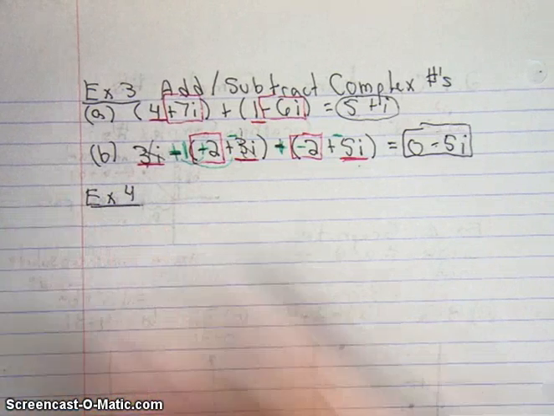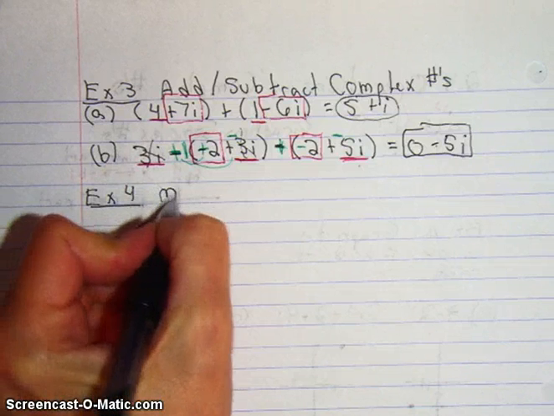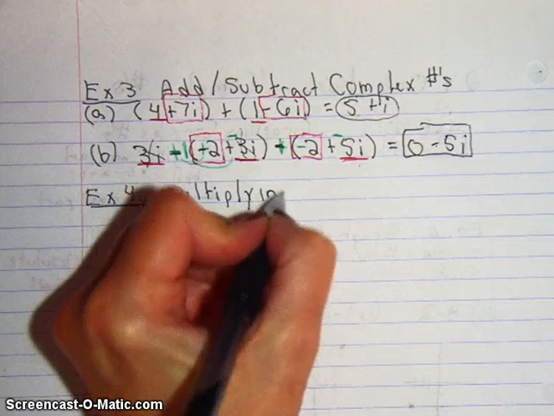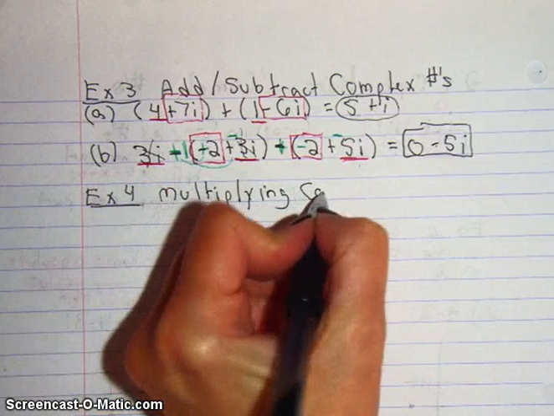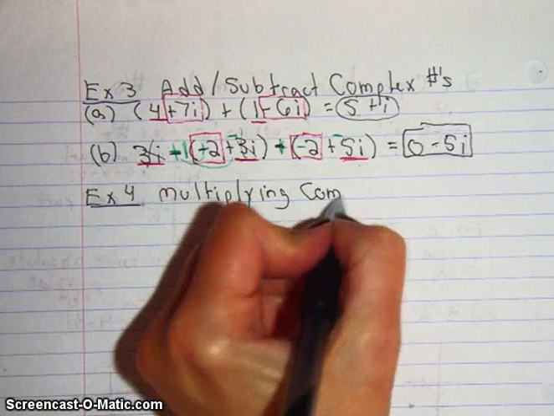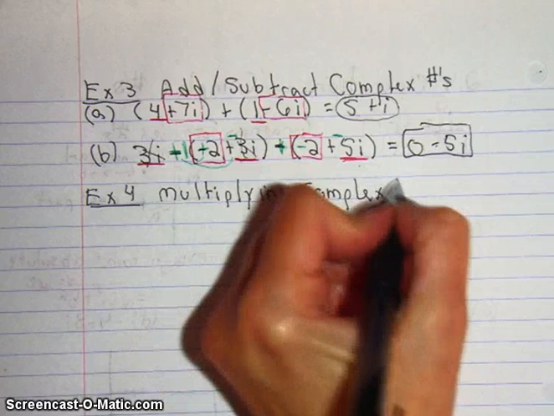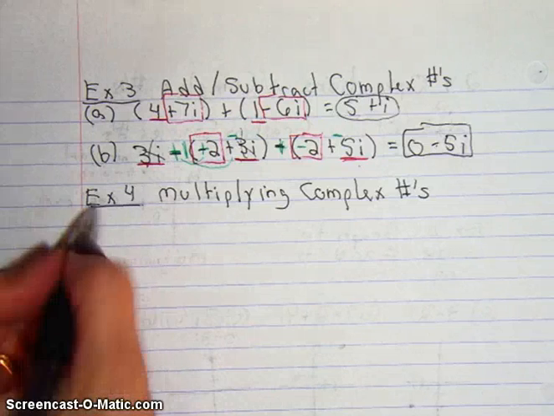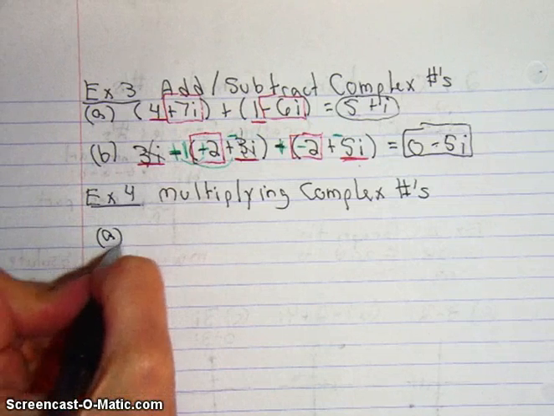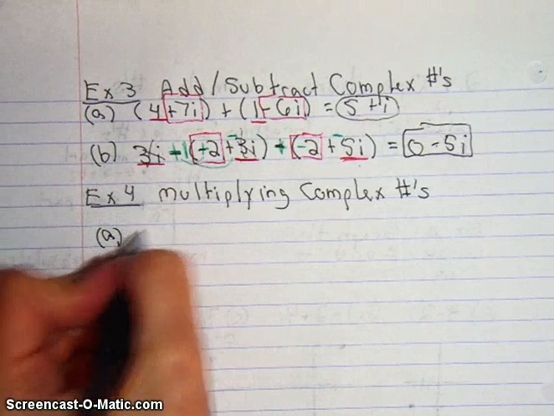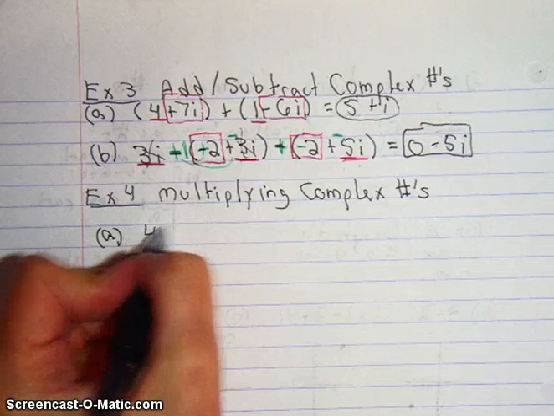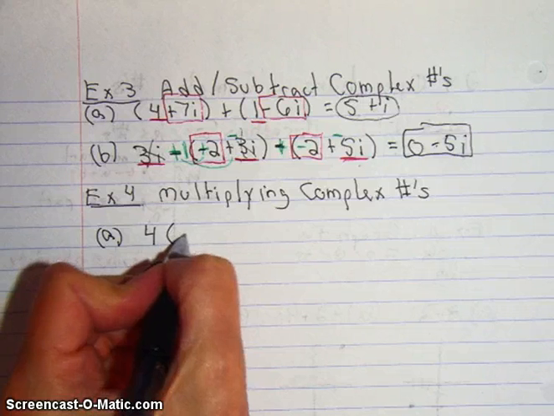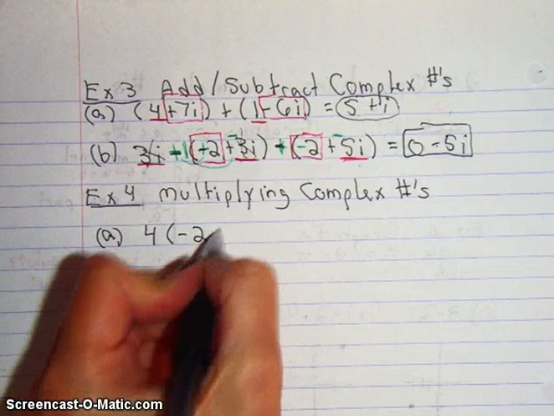Next part, multiplying. Example 4 has 3 parts to it, though. Okay, letter A. Take the scalar 4 and multiply it by the complex number negative 2 plus 3i.